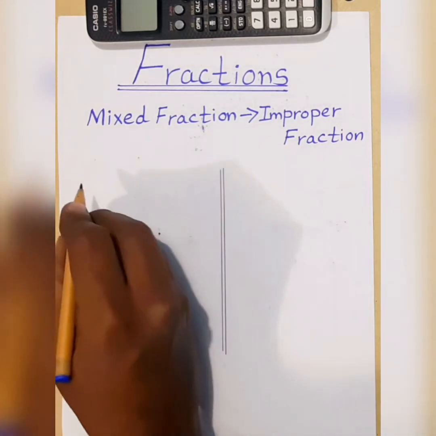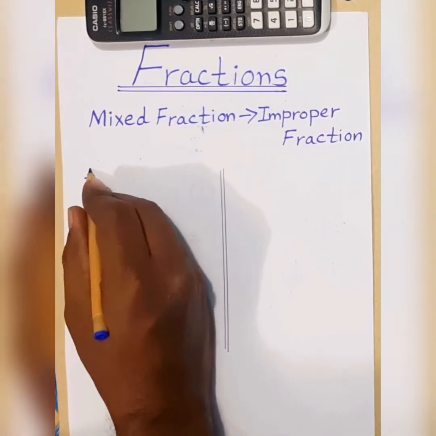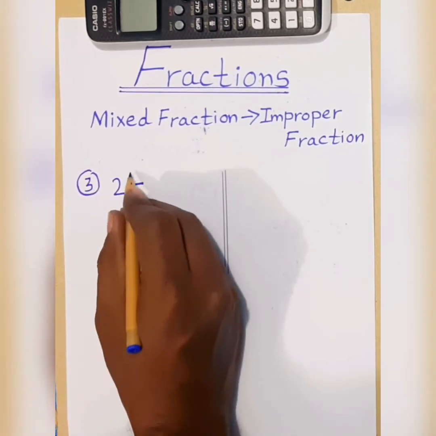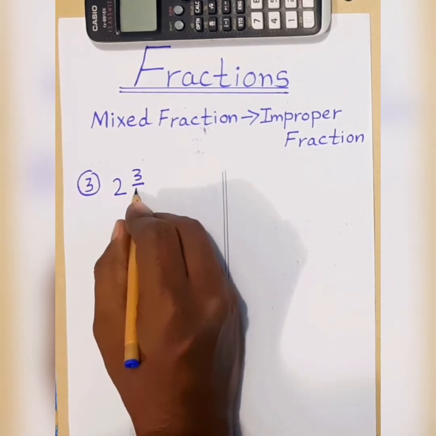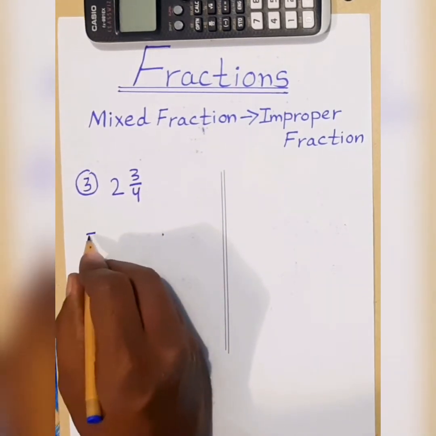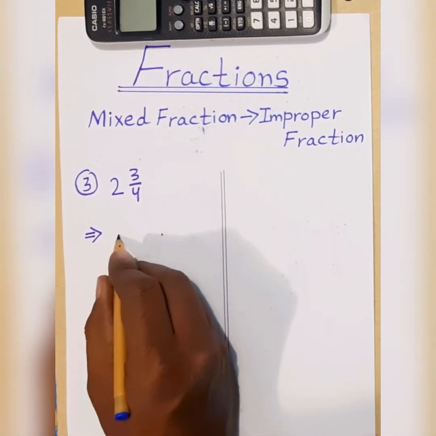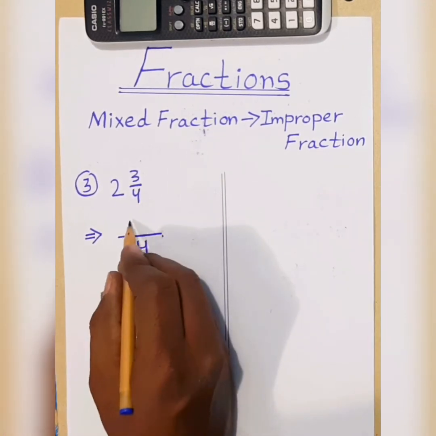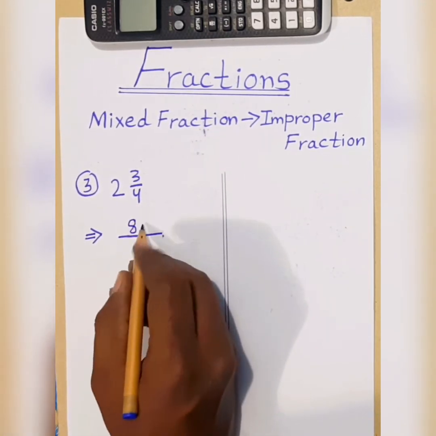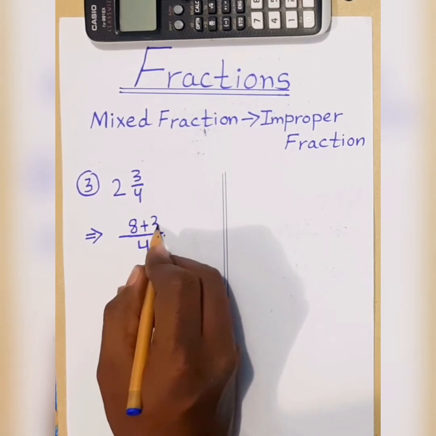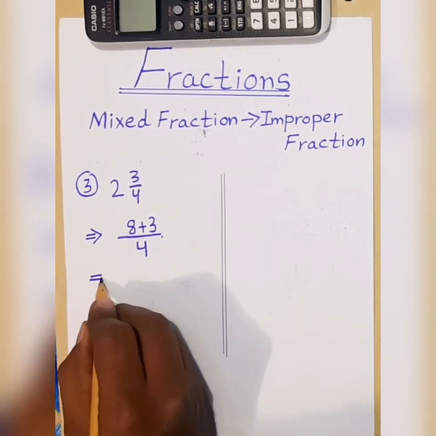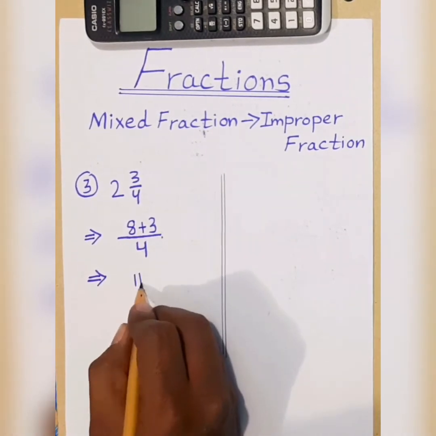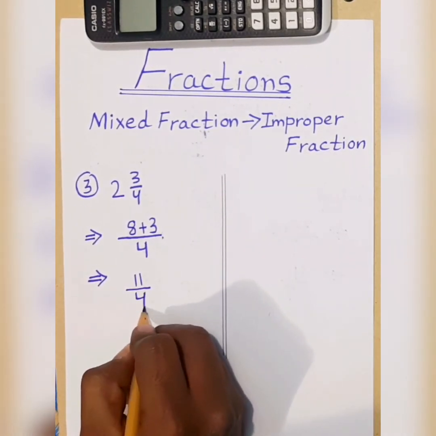So moving towards part 3. Another question we are making for you, it's 2 whole 3 upon 4. So we have to solve it quickly. So again in the denominator we have to write 4 and 4 twos are 8, and then it will be plus 3. So what will be the answer? Very easy, 8 plus 3 is 11 and the denominator is 4.